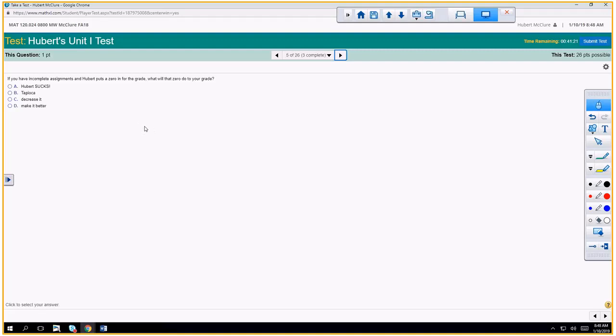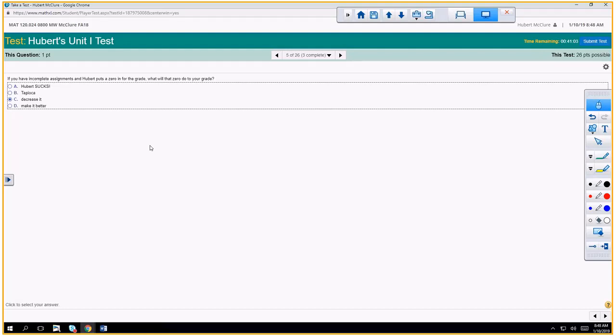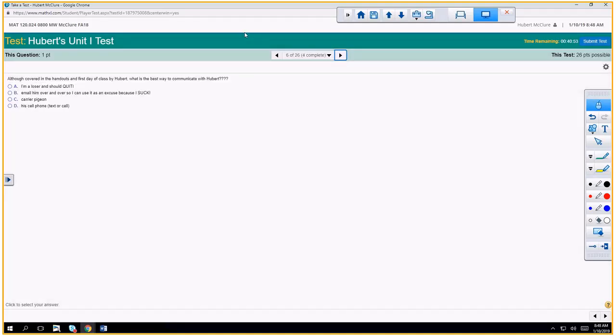It's not supposed to bunch them up like this. There's half and half. If you have incomplete assignments and Hubert puts a 0 in for the grade, what will that 0 do to your grade? Hubert sucks. Tapioca. Decrease it. Make it better. Now this does not come from me. This comes from a student that didn't realize a 0 decreases their grade at the end of the semester. I didn't know that did that. Yeah. And the check's in the mail.